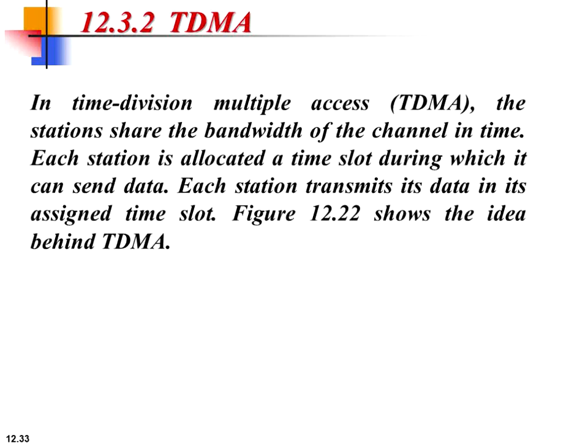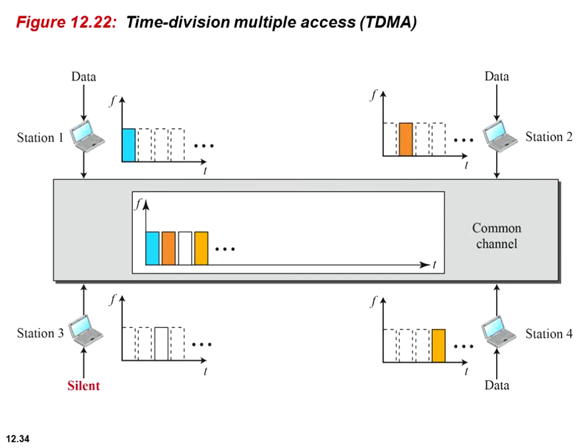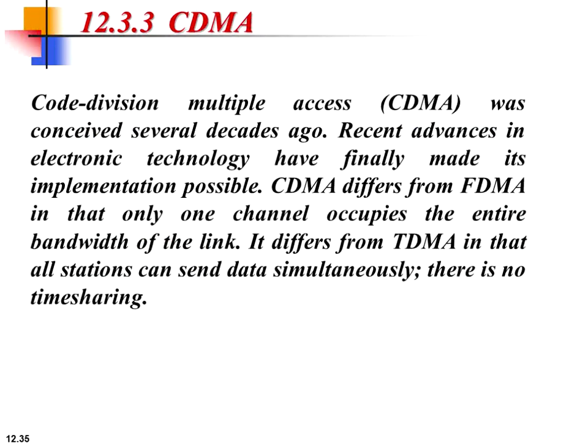Then we have time division multiple access, where the stations share the bandwidth of the channel in time. Let's see this figure. Here in TDMA, the bandwidth is just one channel that is time shared between different stations.